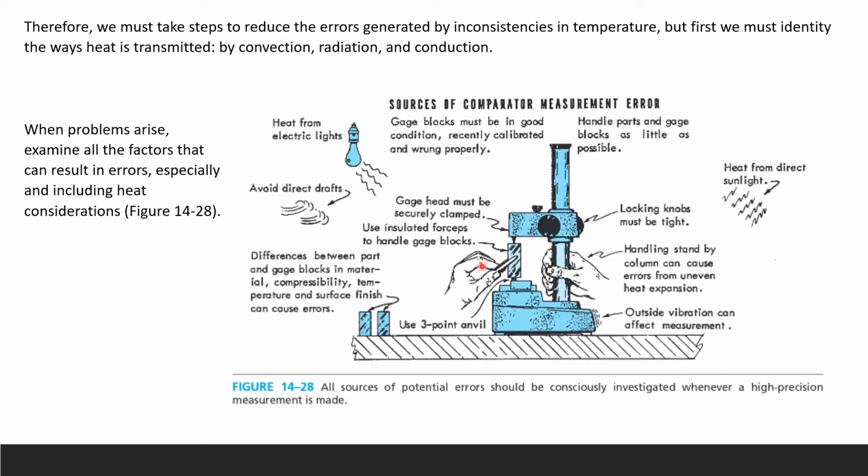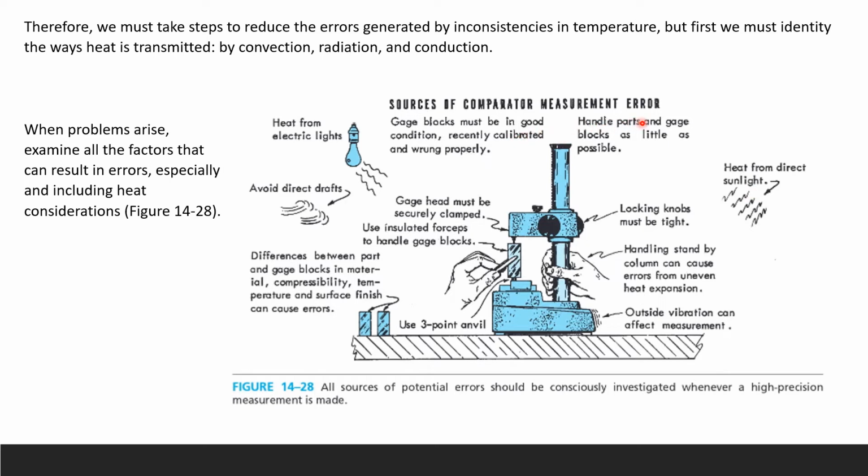All sources of potential error should be consciously investigated whenever a high precision measurement is made. So here is your measurement system, and your part is right there that you want to study. We have heat from electric light. We have to avoid direct drafts right there. And here we have heat from direct sunlight, and we have to pay attention to all of that.